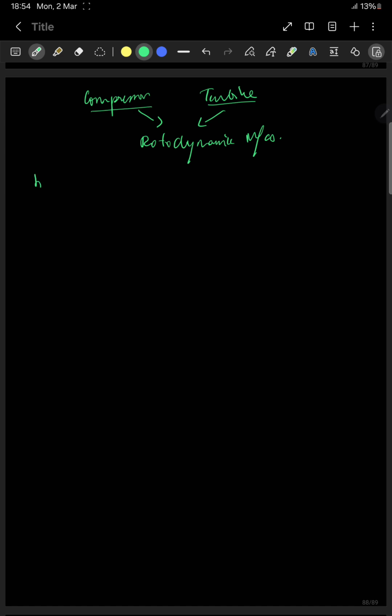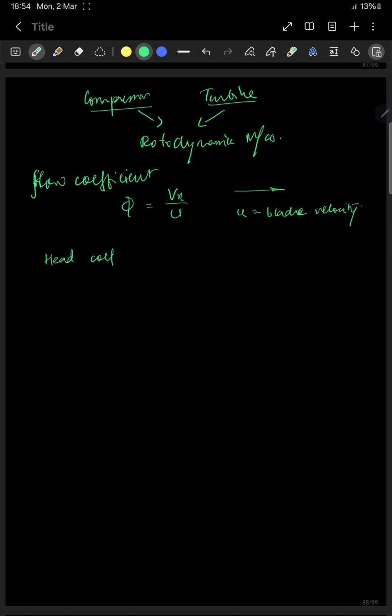First is the head coefficient. First is known as the flow coefficient. Flow coefficient phi is Vx by u, where Vx is the velocity along the axis of the shaft, and u is the blade velocity.